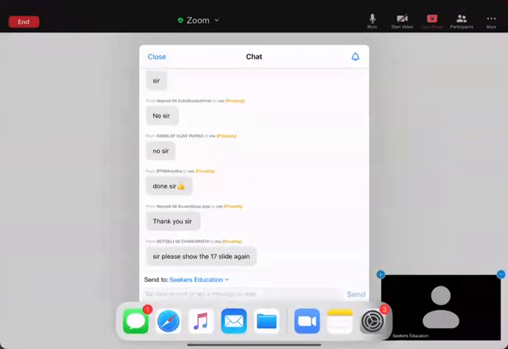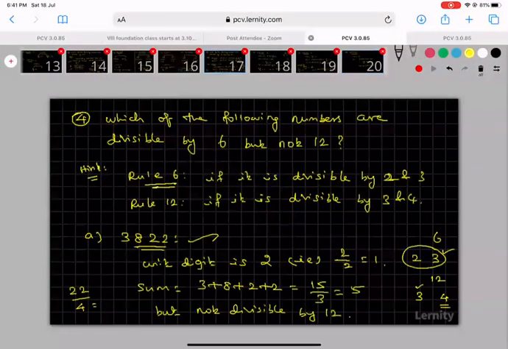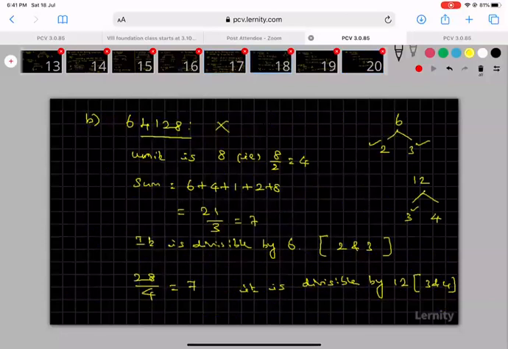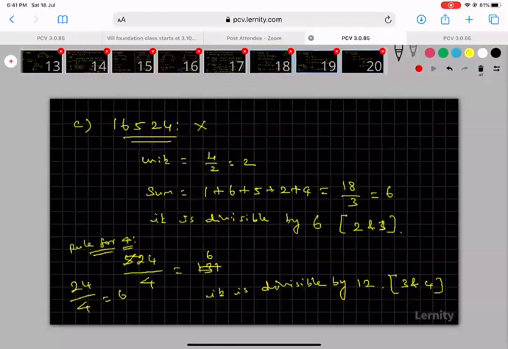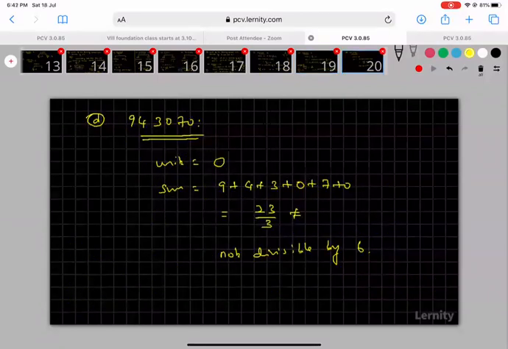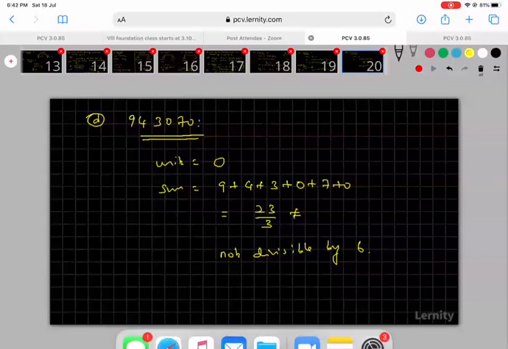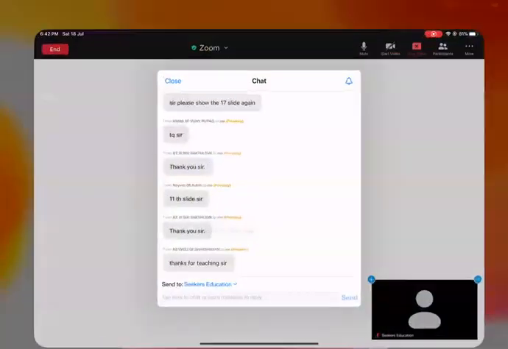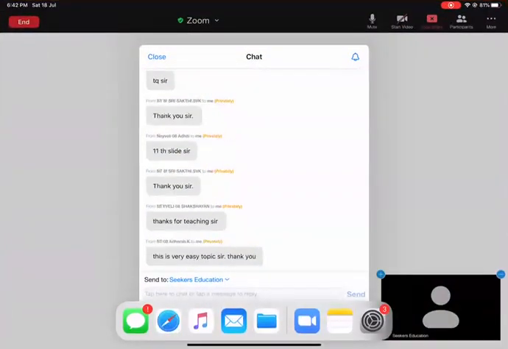Okay, 17th slide again. Now this is 18th, 19th slide, and then 20th slide. Okay, so I will move to the next slide. Have all of you completed, sir? I will move to the next slide.